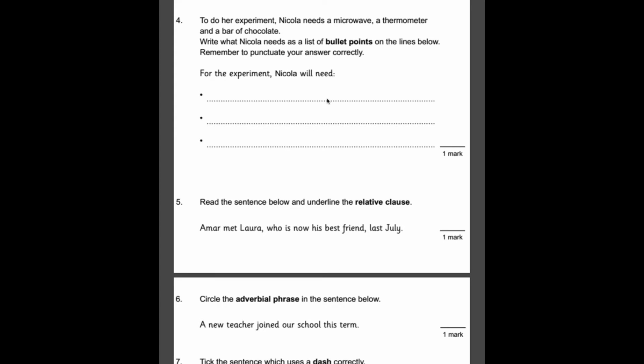Number 4, write what Nicola needs as a list of bullet points on the lines below. Remember to punctuate your answer correctly. Now with bullet points, what you need to remember is you just need to be consistent. If you're going to start with a capital letter, you do that for everyone. Technically, you don't need to start with a capital letter, and you also don't need full stops. But in this example, I'll start all mine with a capital letter and make sure I'm consistent so I get the mark. For the experiment, Nicola will need a microwave, a thermometer, and a bar of chocolate.